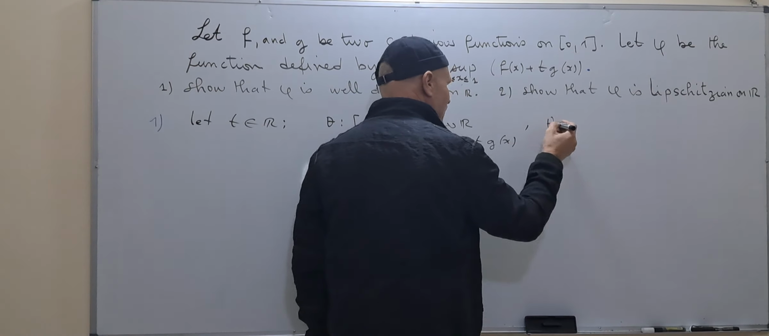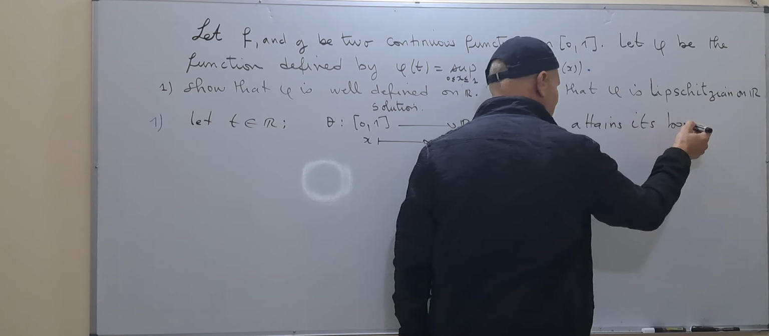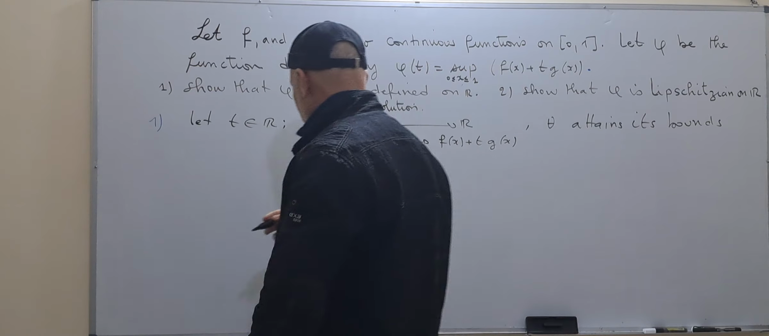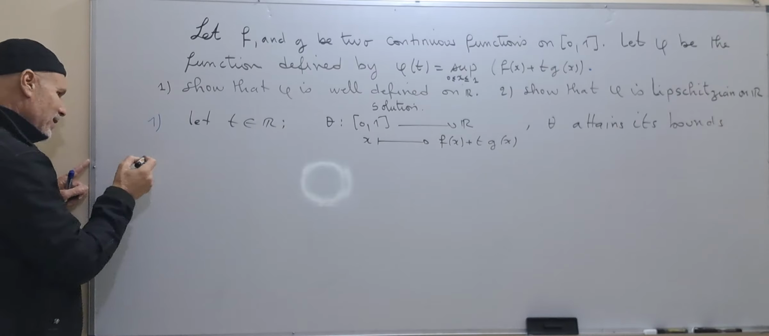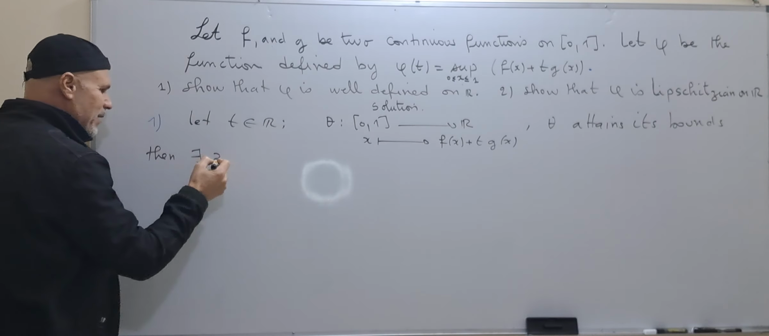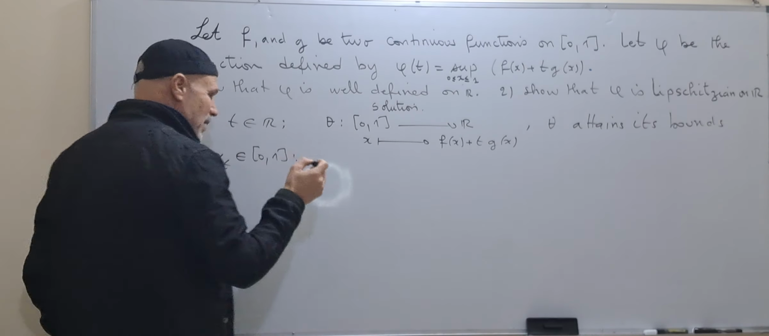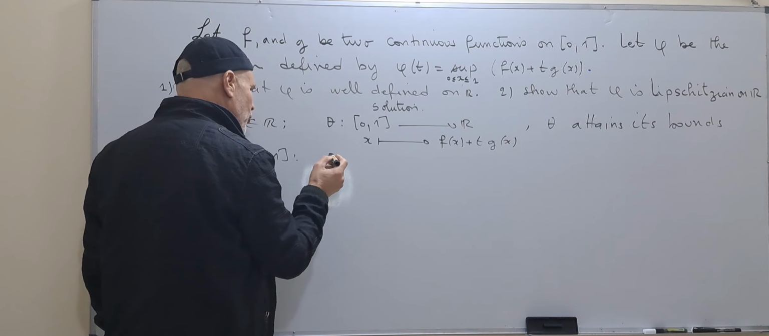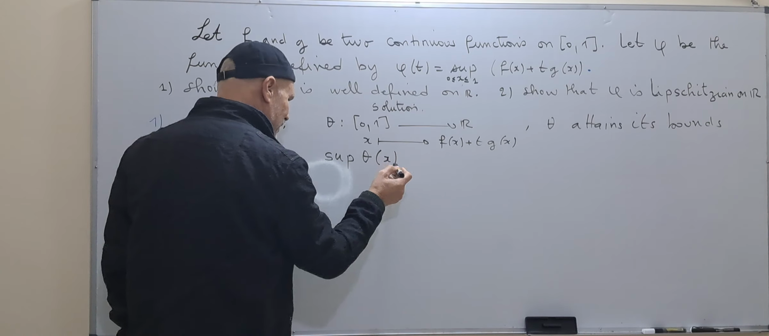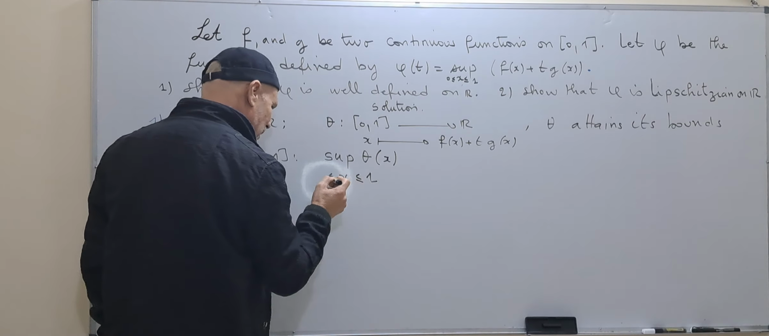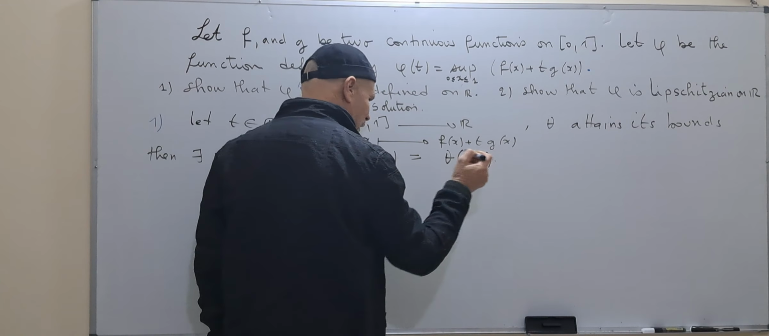So theta attains its bounds. This is Heine's theorem. Then there exists x index t in [0, 1] such that the supremum of theta of x for x between 0 and 1 is equal to theta of x index t.